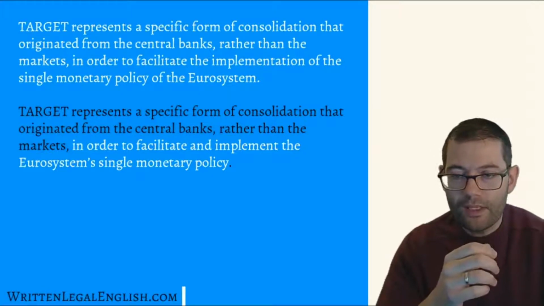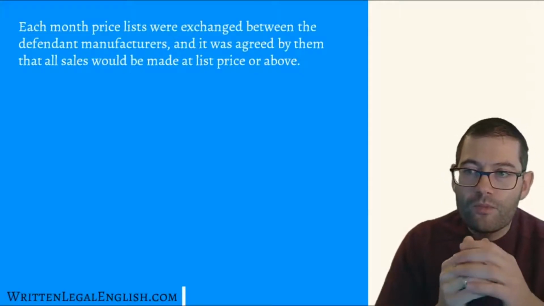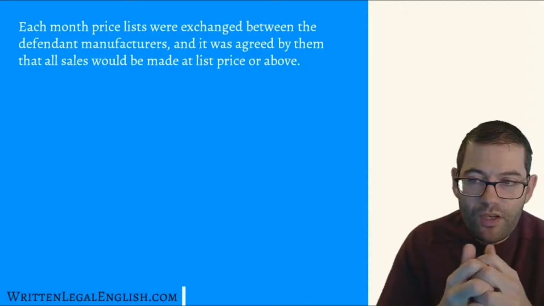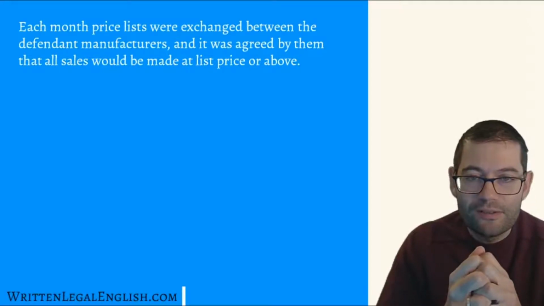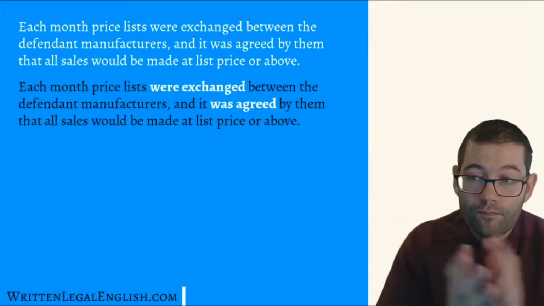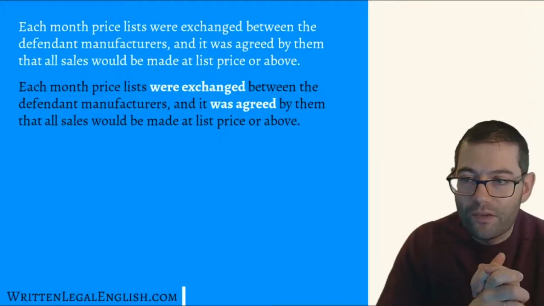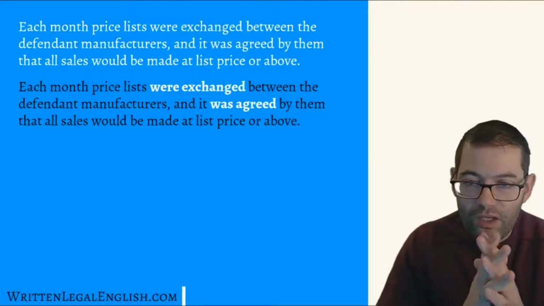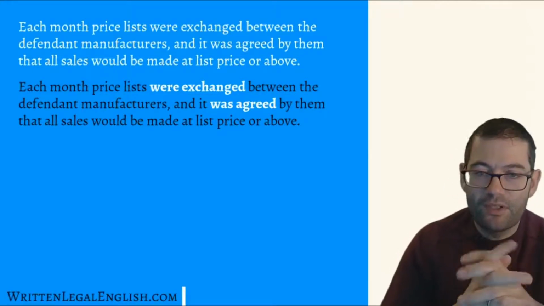Okay, let's have a look at our third sentence. Each month, price lists were exchanged between the defendant manufacturers, and it was agreed by them that all sales would be made at list price or above. What's the problem here? As you can see, what we've got here is the use of the passive voice. Each month, price lists were exchanged between the defendant manufacturers, and it was agreed by them that all sales would be made at list price or above.